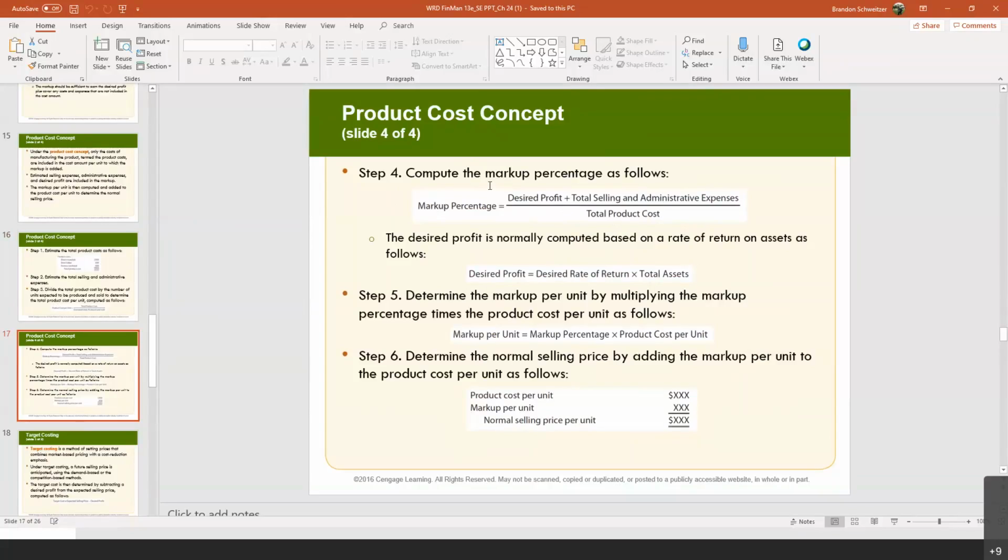This is just like everything else we've done in this course. Everything is sequential, right? So you got to make sure you follow the steps. And if you follow the steps, that's how we'll be able to get through all the equations. The desired profit is normally computed by taking the desired rate of return, which you learned about in the last chapter, and we multiply that by our total assets. That gets us the desired profit.